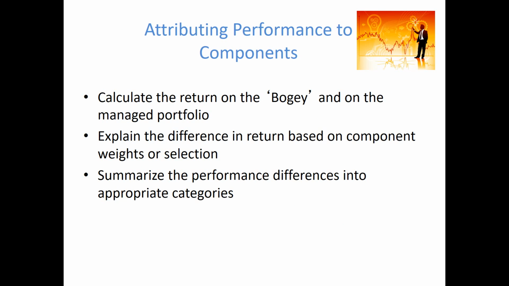In order to attribute performance to its components, an investor must calculate the return on the bogey and the return they generated on their managed portfolio, and use this to explain the differences in returns based on either the weighting across asset classes, which is the asset allocation decision, or the returns within each asset class, which would be different due to the security selection decision.